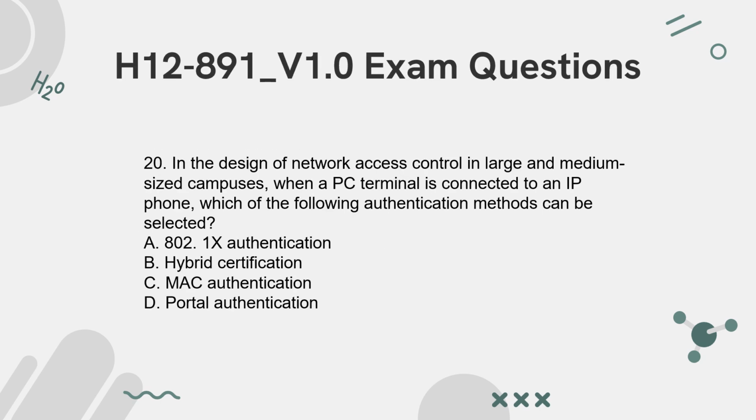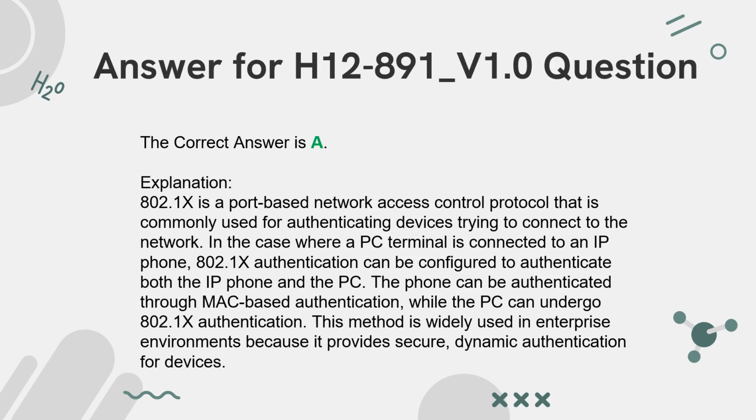In the design of network access control in large and medium-sized campuses, when a PC terminal is connected to an IP phone, which of the following authentication methods can be selected? A. 802.1x authentication. B. Hybrid authentication. C. MAC authentication. D. Portal authentication. The correct answer is A.